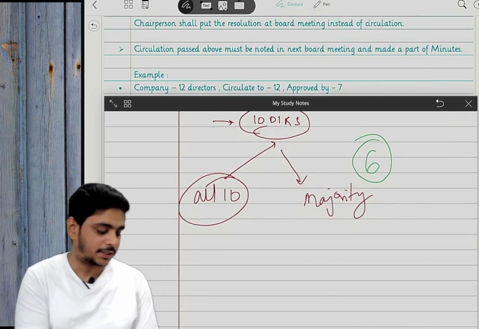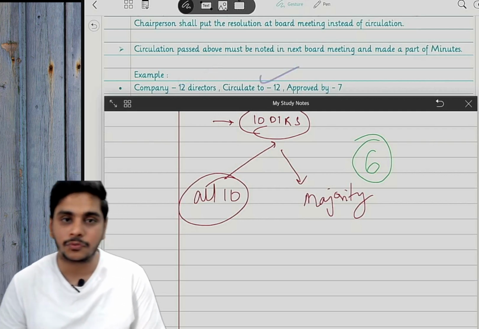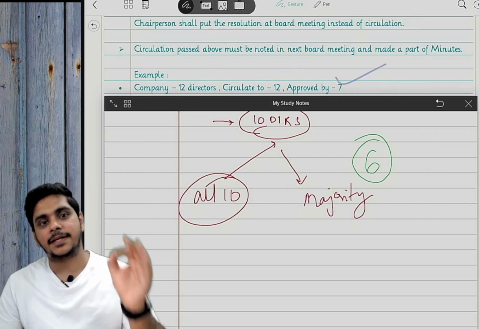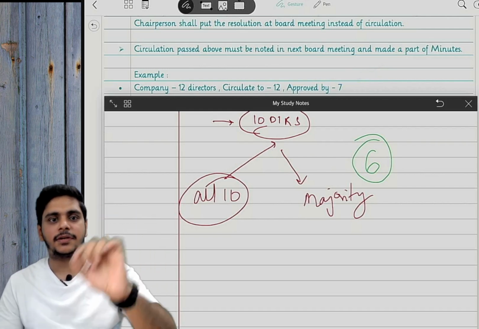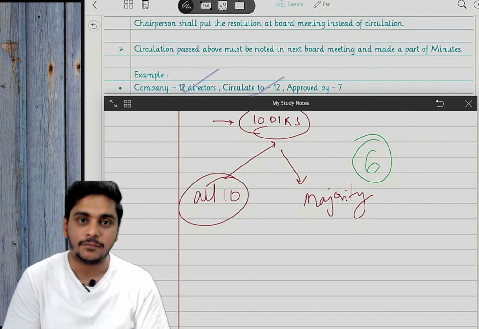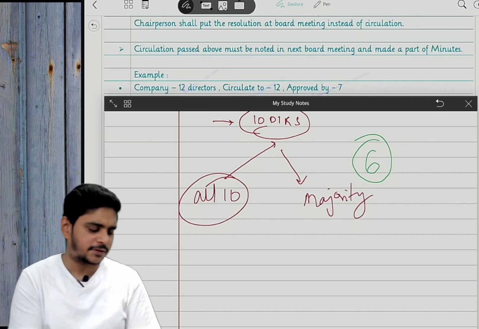Company has 12 directors. It is circulated to 12 and is approved by 7. Is section 175 complied? You need to answer. The answer is yes, sir. Section 175 is compliant.